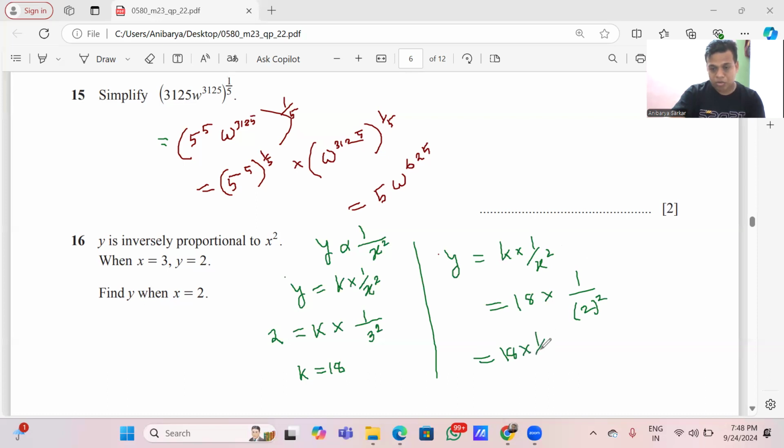Now it cancels out. 2 nines are 18. So 9 into 1, that is 9 by 2. 9 by 2 means the answer is 4.5. Or you may convert it into a mixed fraction because it is an improper fraction. So you can convert it to the mixed fraction also. Clear? It's very simple.